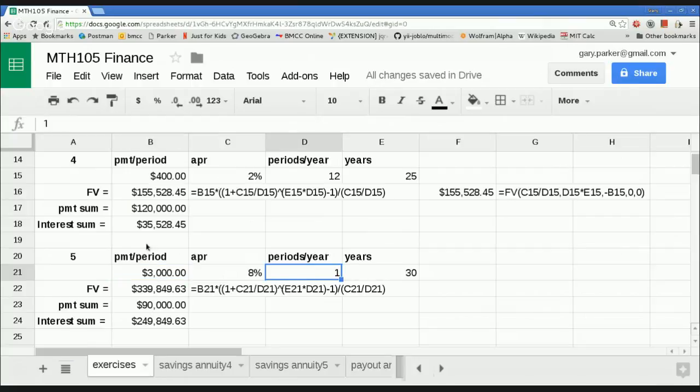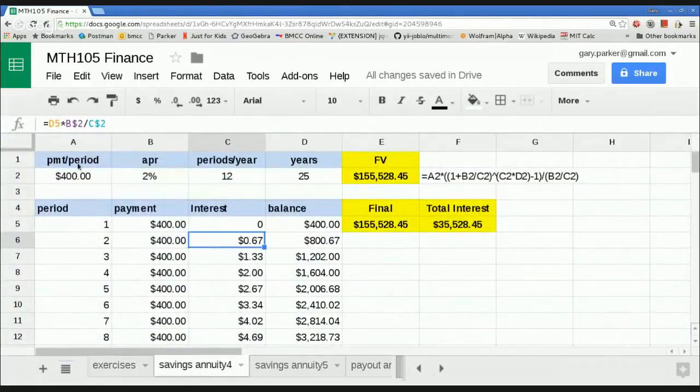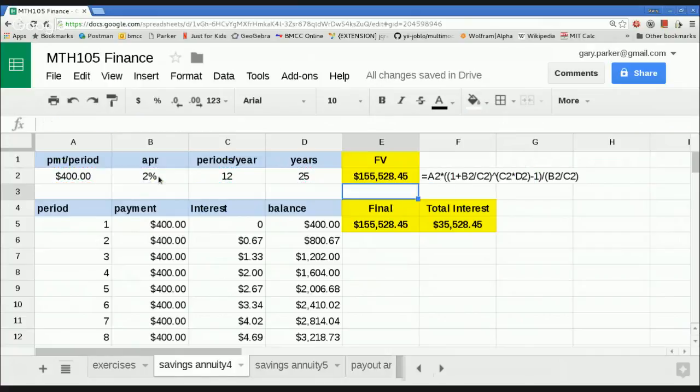All right. Now, what I want to do here is something a little bit different than we do in the book. I want to explore this recursively. So I'm going to back up to problem number 4 and show you a spreadsheet here that analyzes this month by month. So here I have the same thing I had before, calculation of the future value of $400 paid in each month for 25 years at 2% per year. And so applying the formula in the book, we can come up with this future value here.